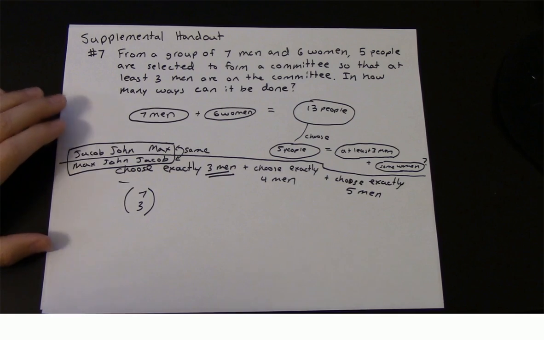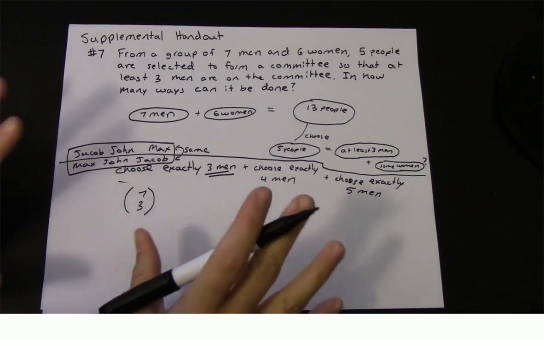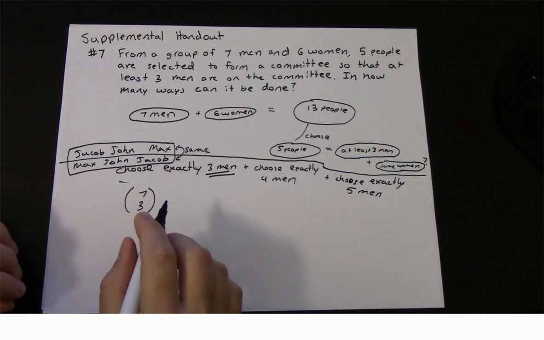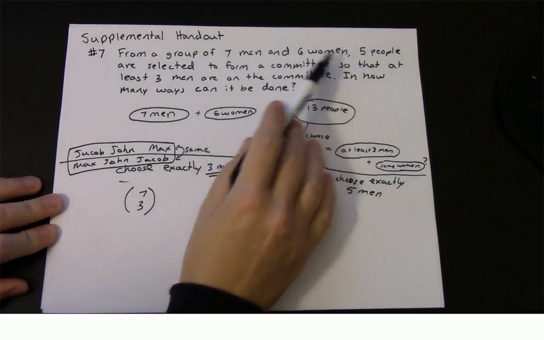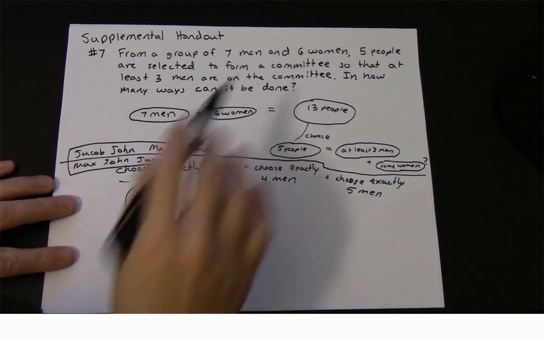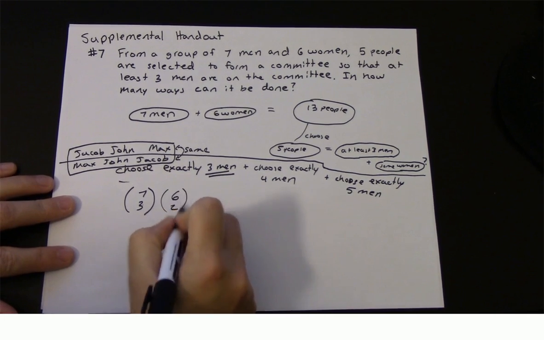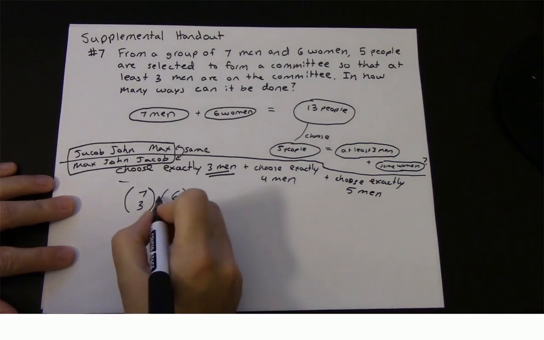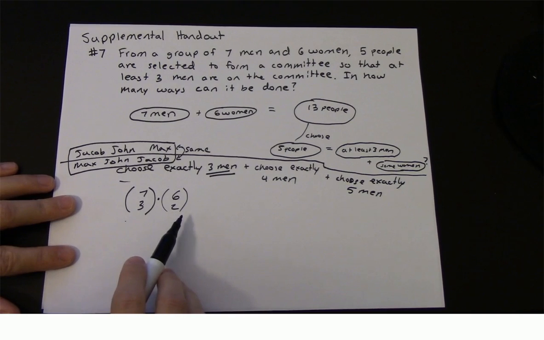So I chose my 3 men, but I'm choosing a total of 5 people, right? Remember, if I have a total of 5 people and I've chosen my 3 men, I can't choose any additional man, so I must choose a woman. I'm going to choose 2 women if I chose 3 men. Now, why am I multiplying these counts by each other? Well, this is the basic counting principle, right?